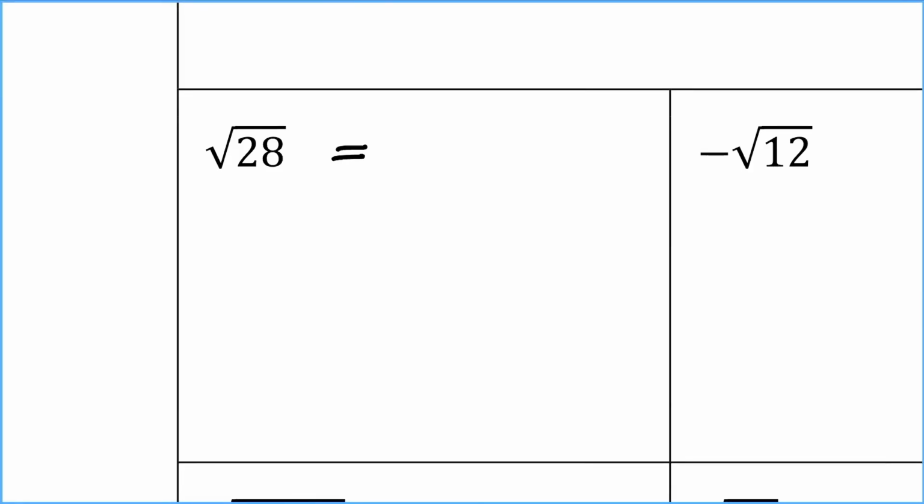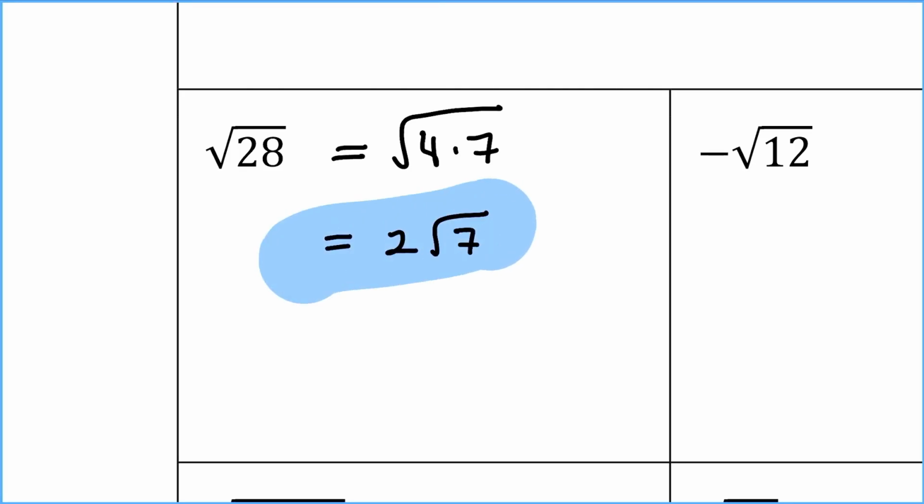28. You could break that apart into 4 times 7. The square root of 4 is 2. You cannot simplify root 7.